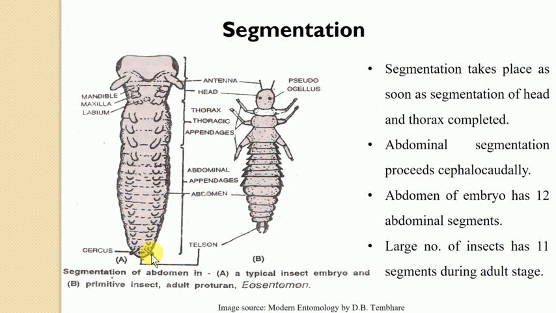The orthopteran embryo always shows a presence of 12 abdominal segments which are very distinct, but only the proturan possesses a well evident 12 segmented abdomen, whereas the majority of insects are provided with 11 abdominal segments. During the embryonic development, many insects have 12 abdominal segments, which are well recognized among the proturans only.